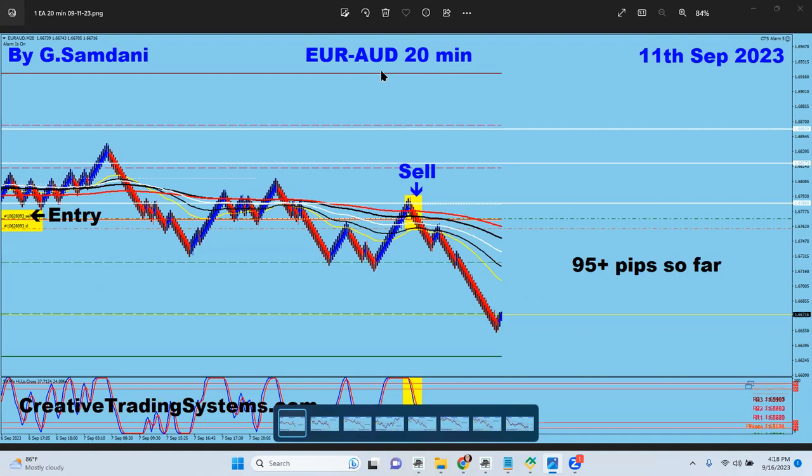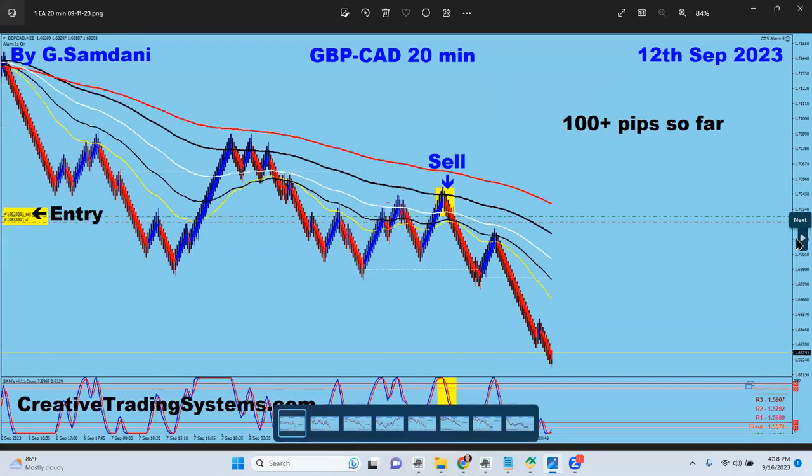First trade was EUR-AUD on the 20-minute chart. From the 20-minute chart, the entry on September 11th was for 95 pip, and I'll show you the reason later on. The second is Pound-CAD for 100 pip to the downside here on September 12th. Market was very slow last week.